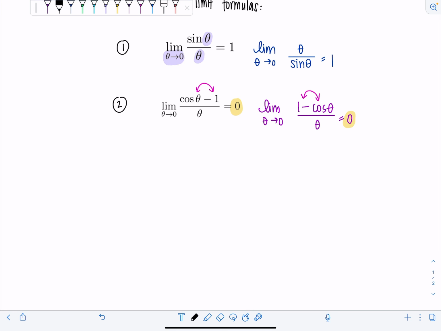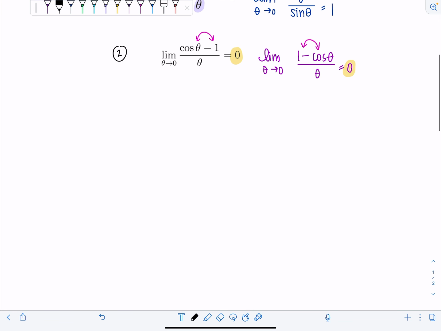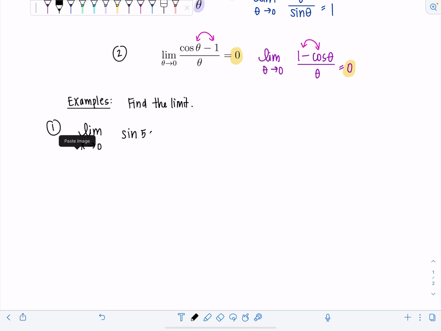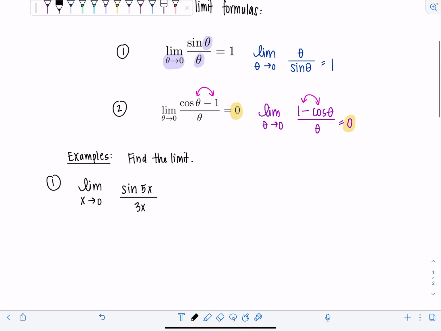First example. The directions are pretty much all the same, so we'll just say find the limit. Short and sweet. Number 1, let's find the limit as x approaches 0 of sine of 5x over 3x. So look at our limit formula. Things are looking kind of similar.